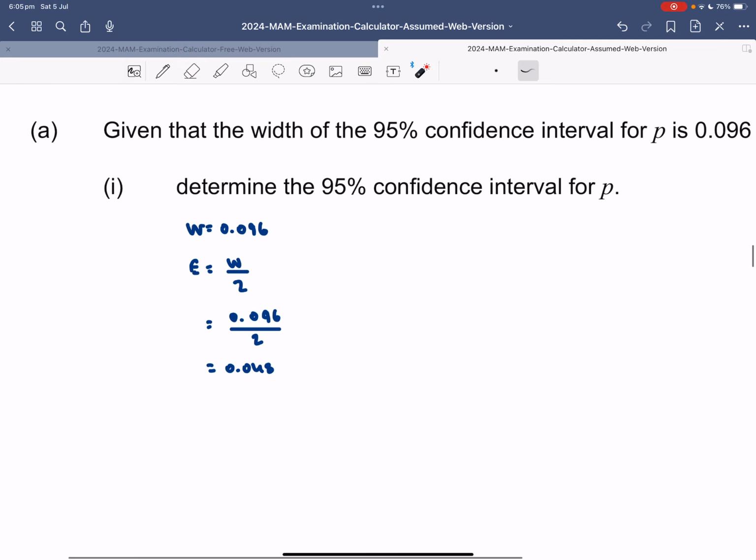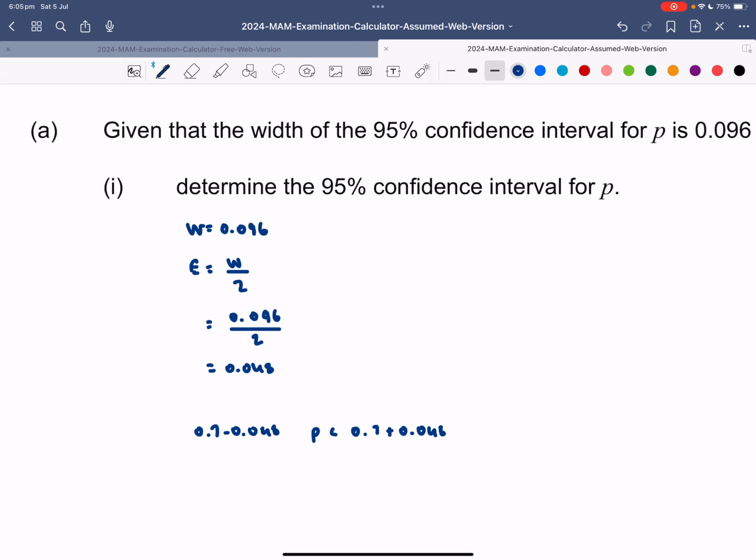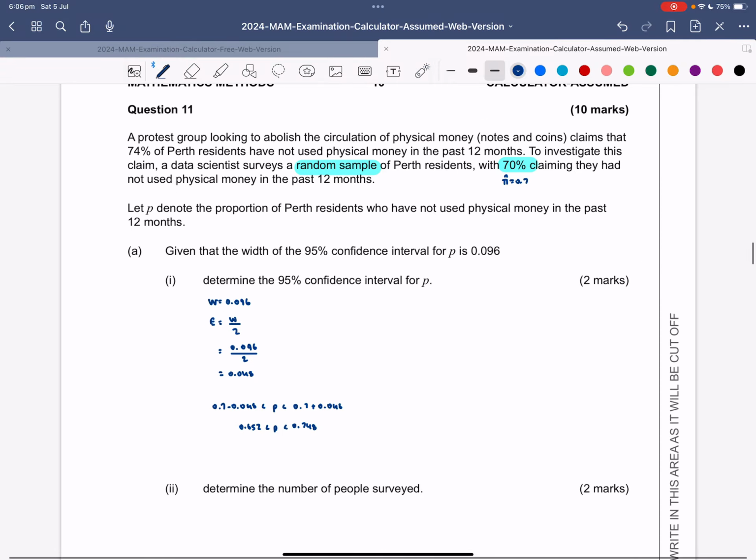And really, we now know that the confidence interval is that P is somewhere between 0.7 plus 0.048 and 0.7 minus 0.048. Simple as that. So 0.7 take away that is 0.652, and then the upper boundary is 0.748. Easy. How many people were surveyed? Determine the number of people surveyed.